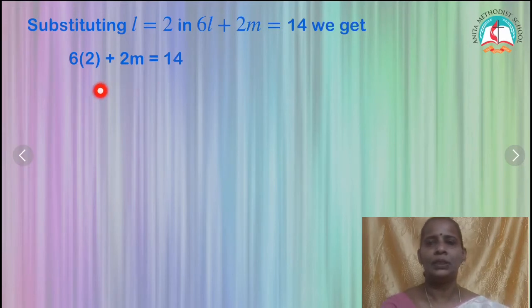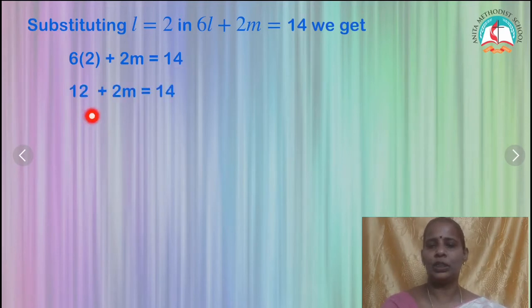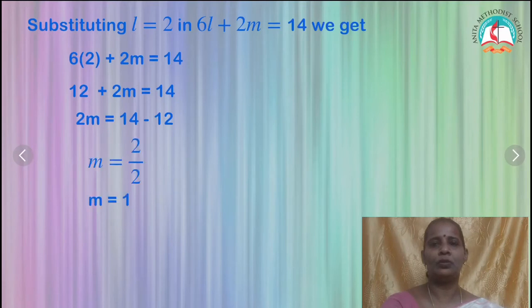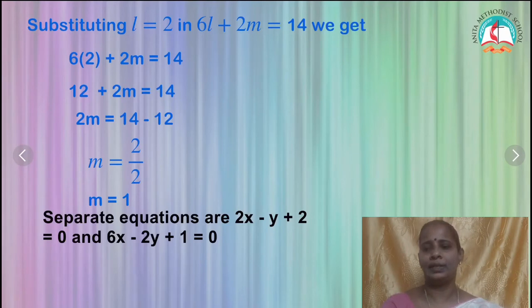What will happen? L is 2. So 6 into 2 plus 2m is equal to 14. So 6 2s are what? 12. 12 plus 2m is equal to 14. Therefore 2m is equal to 14 minus 12. 2m is equal to 2. Therefore m is equal to 2 by 2, and m is equal to 1. Now I found the values for L and m.